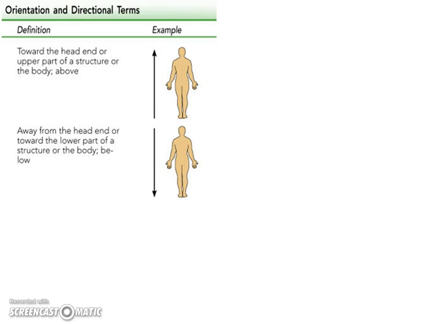First two words we're going to look at are opposites. They are superior and inferior. Superior means towards the head, inferior means towards the feet. I could use those terms in comparing body parts. For example, my head compared to my shoulders. My head is superior to my shoulders, but my shoulders are inferior to my head.